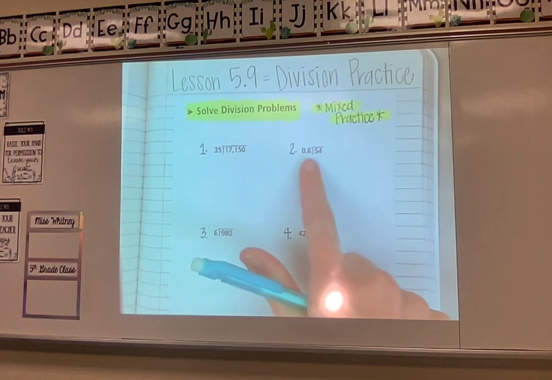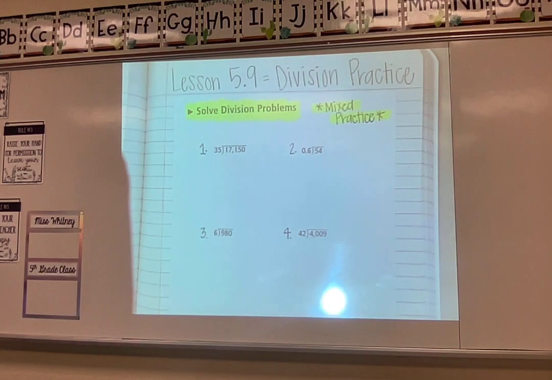Some have a decimal outside the house. Some have a decimal inside the house. Some have a decimal in both places. There are some that are just 1 digit, some that are 2 digit. Everything that we know how to do with division.